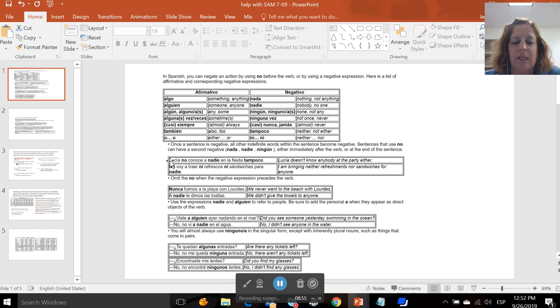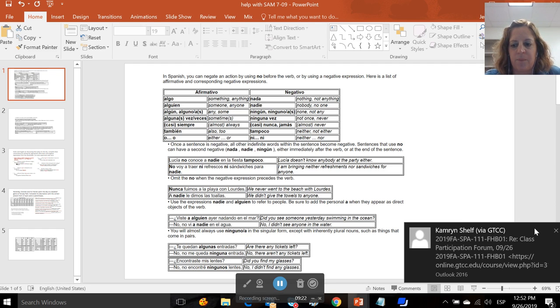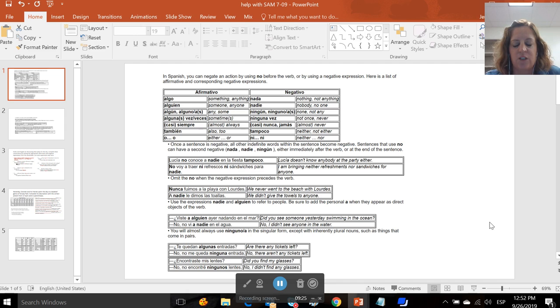So algo is a noun, alguien is a noun, algún, alguno, those can be adjectives or pronouns. They can be turned into a noun. Siempre would be an adverb. También would be, I think, an adverb too. And then that's a coordinating conjunction. Nada would be a noun. Nothing is a noun. Nadie is a noun. Ningún, ninguno, ninguna, they can be adjectives or pronouns. And then tampoco is an adverb. Nunca and jamás are adverbs, and ni would be another conjunction. So hopefully that can help you figure out which to use.